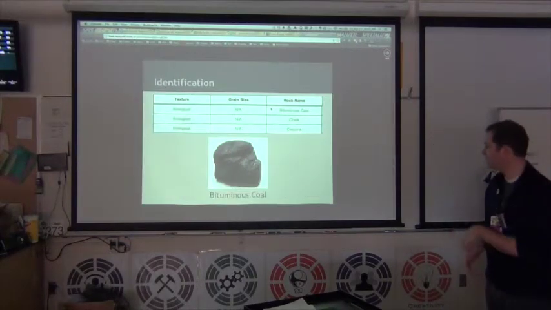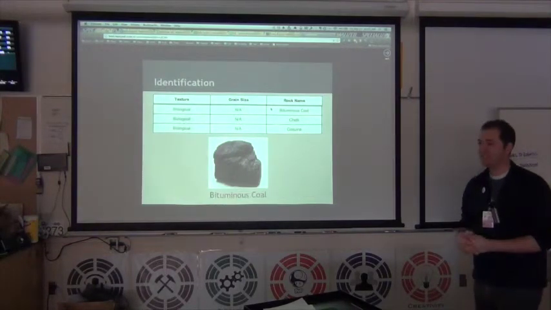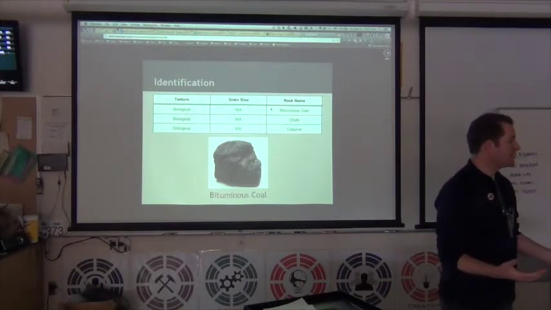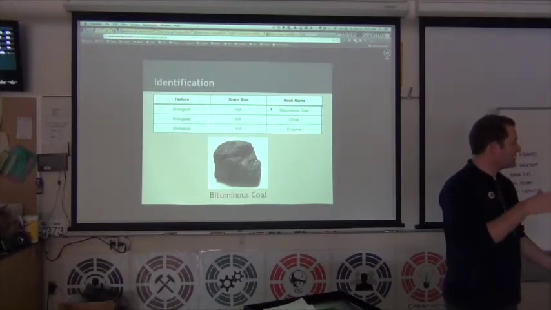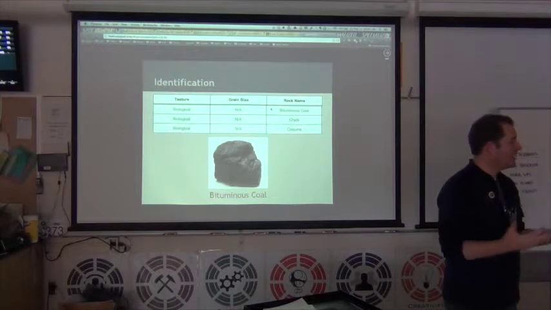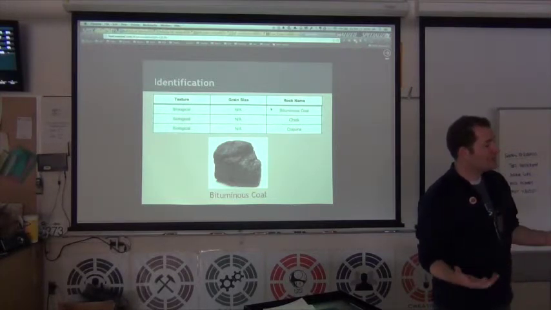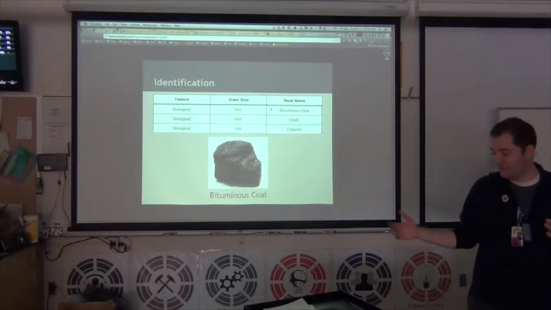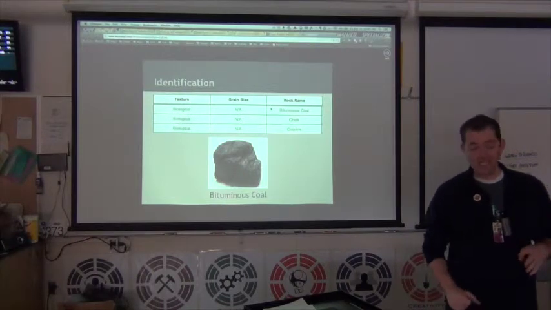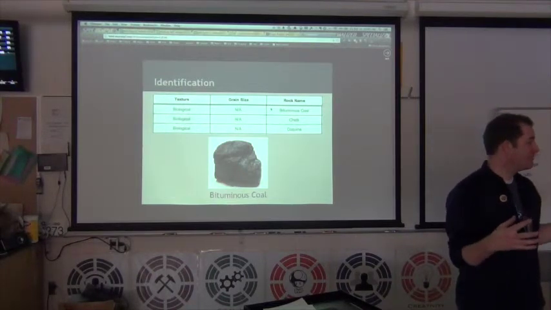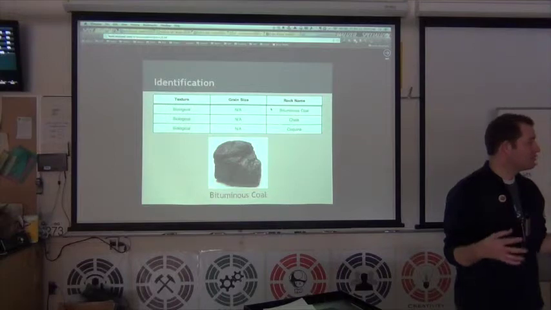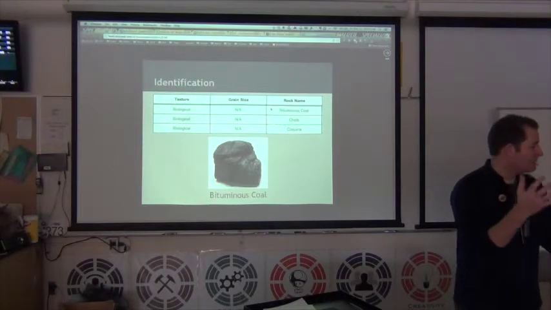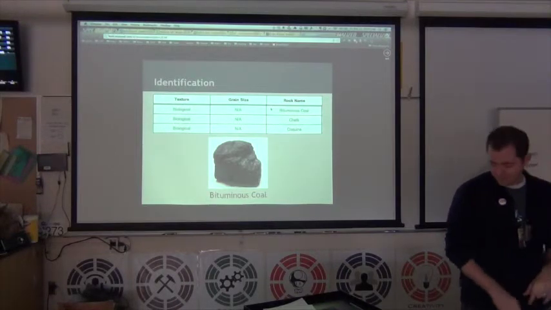Okay, this one is bituminous coal. Again, this is made up of mostly plant matter that's old, it's compacted for a very, very long time, and it's a sedimentary rock, and it becomes coal, which Wyoming happens to be the state in the United States that produces the most coal of any state. We make the most of it. Okay? We do.